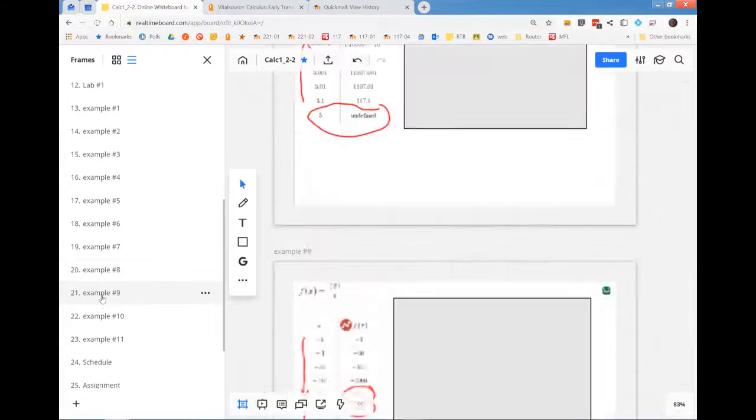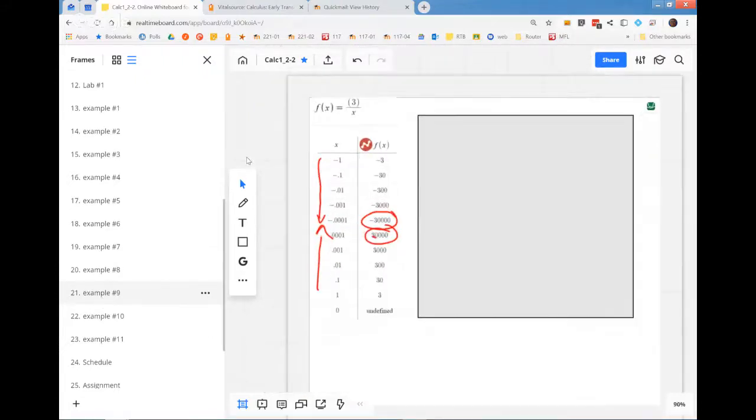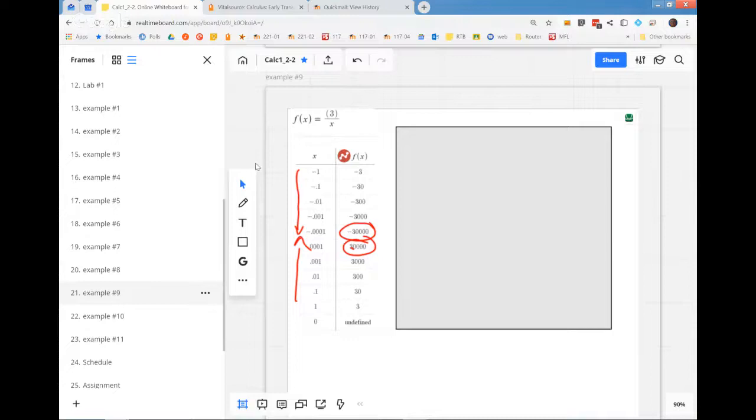Okay, example number 9. So again, kind of a classic. We got x in the denominator. You know that x can't be 0. Well, what happens with the limit as you get close to 0? On the top, I'm approaching from the left: -1, -0.1, -0.01, -0.001, -0.0001. And what's happening to the function? Negative huge. And on the right, what if you approach 0 from the right? You get a positive huge.